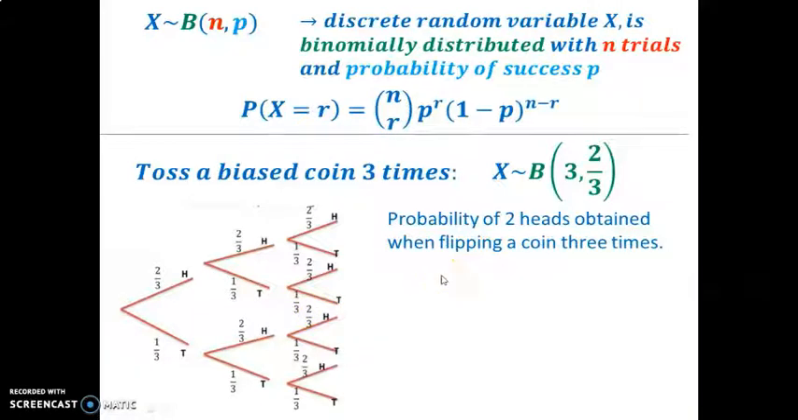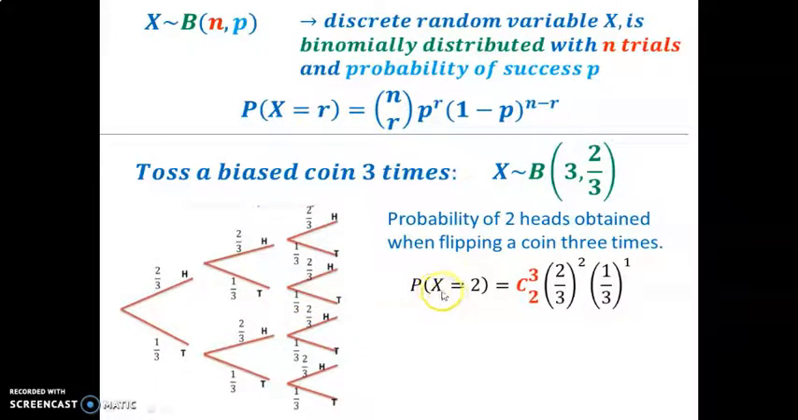So what we discovered is to find the probability of getting 2 heads, we first need to know how many paths lead to 2 heads. And we can find that by doing a combination. 3 trials, we want 2 heads. That combination will tell us how many paths on here will lead to 2 heads. And actually that is 3 paths. We can check it here. And then we multiply by what each of those paths looks like.